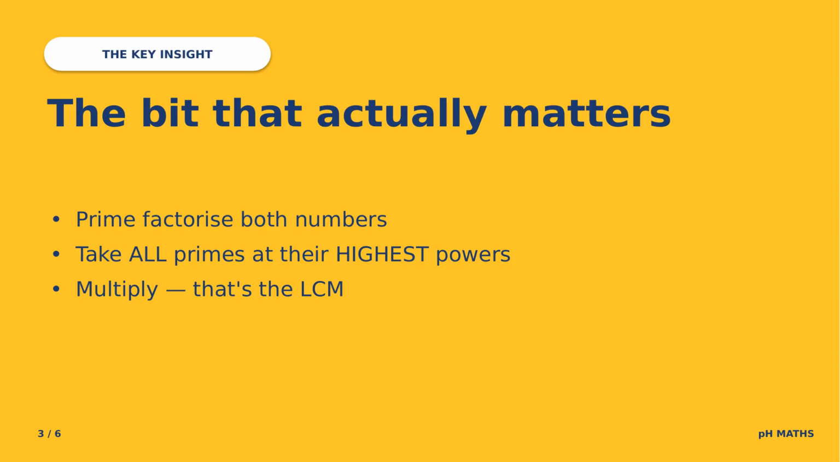Method. Prime factorize both numbers, then take all the primes appearing in either factorization at their highest powers. Multiply those together. That's your lowest common multiple. So if both numbers have 2's, take the higher power of 2. If only one has a 5, the lowest common multiple still includes that 5. All primes, highest powers. That's the rule.